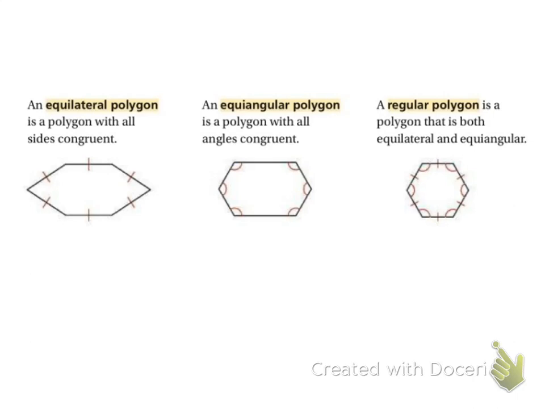Okay, an equilateral polygon is a polygon where all the sides are congruent. An equiangular polygon is a polygon with all the angles congruent. And a regular polygon is a polygon that is equilateral and equiangular. All the sides are congruent and all the angles are congruent.